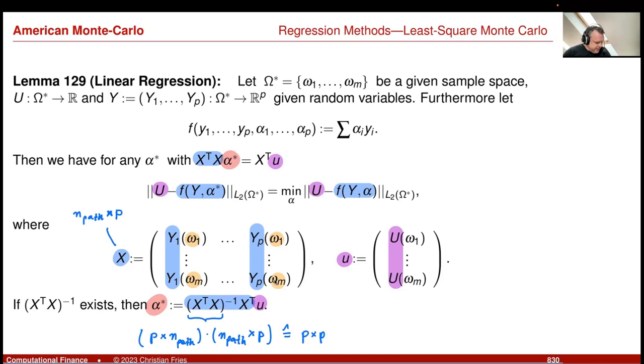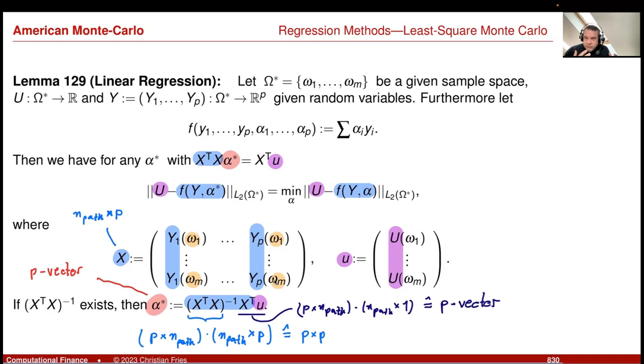And what you have here, so this is the P times n path matrix multiplied with an n path vector, so n path times 1. So this is a P vector. So you have P times P matrix times the P vector gives you that P vector, which is your alpha star, the solution of this minimization problem. And then taking alpha star times y, so the sum of alpha i times yi, you have your conditional expectation estimator, because it is just an estimate.